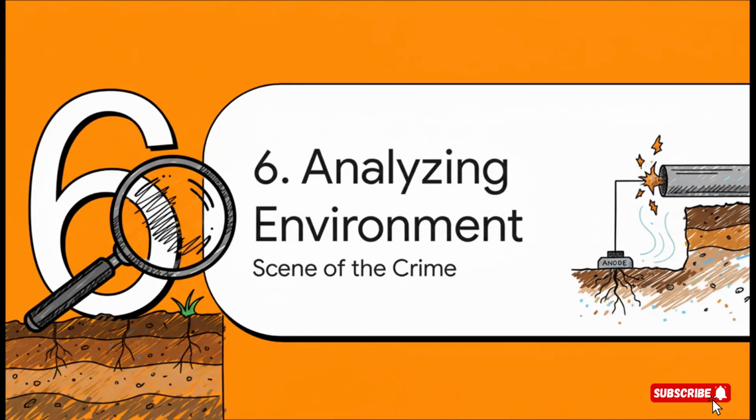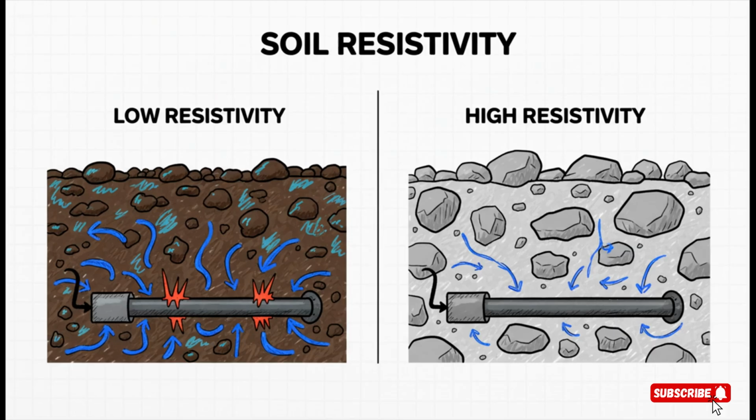You can't solve a case without understanding the environment where it all went down. For us, that means we have to profile the soil. The properties of the soil have a massive influence on whether corrosion happens and how well our protection system can even work. And the single most critical environmental factor we need to measure is soil resistivity. You can just think of it as how much the soil fights against the flow of electricity.